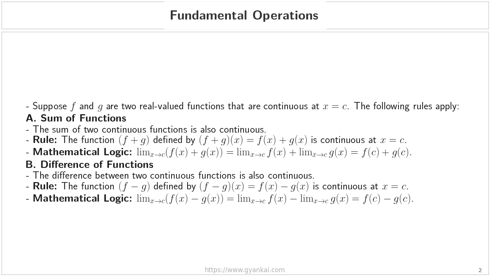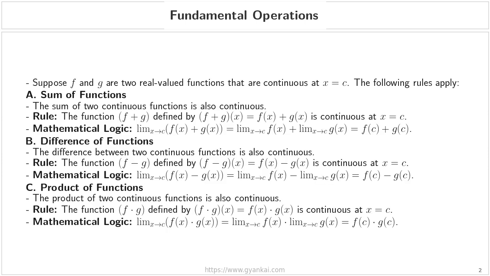Next, we have the difference of functions. This follows a very similar logic to addition. The difference between two continuous functions is also continuous. Therefore, the function f minus g, defined as f of x minus g of x, is continuous at x equals c. Again, the logic is straightforward. The limit as x approaches c of f of x minus g of x equals the limit of f of x minus the limit of g of x, which results in f of c minus g of c.